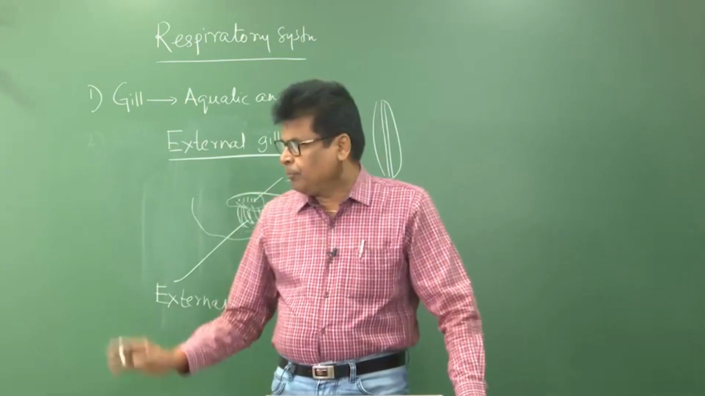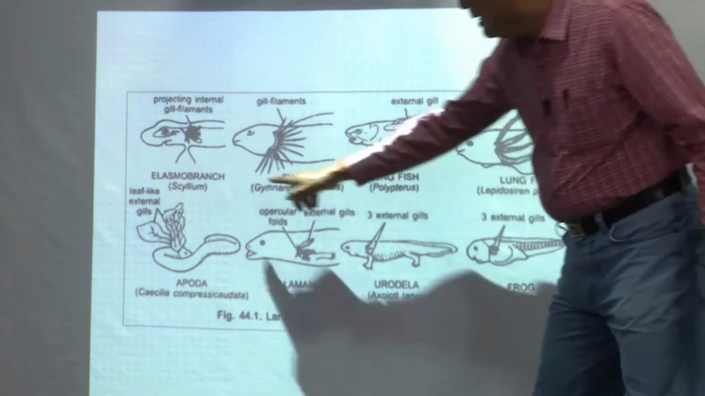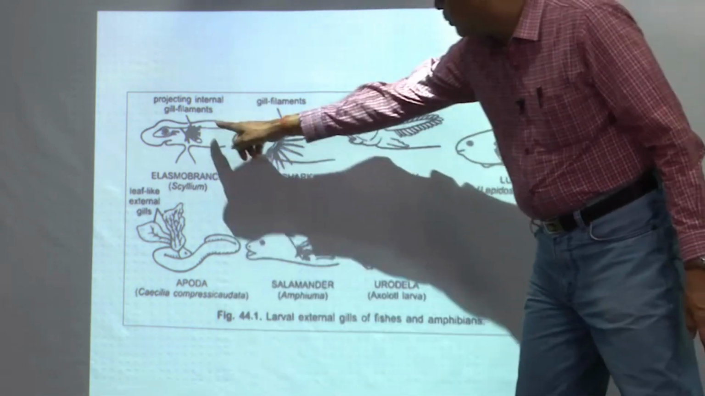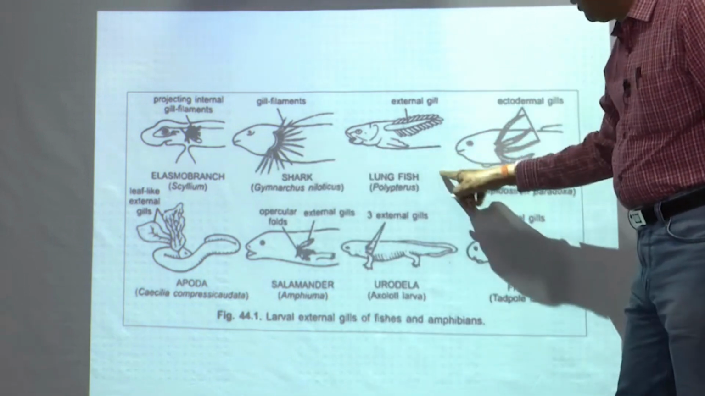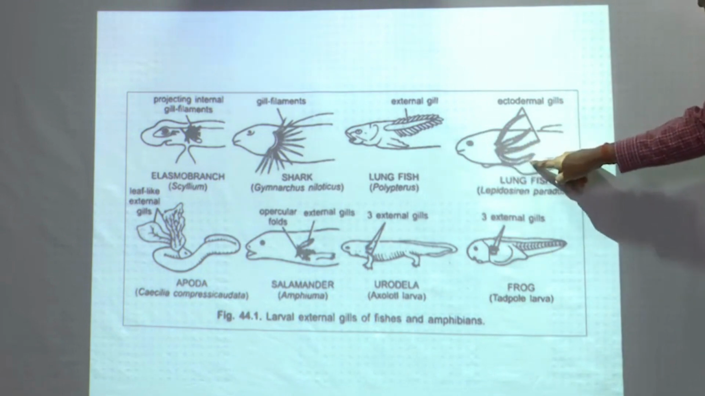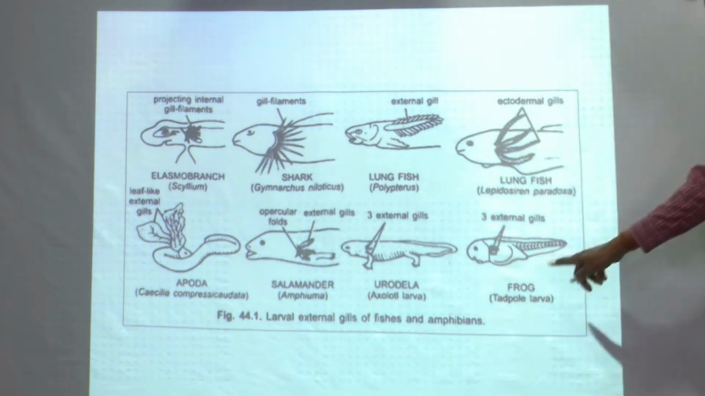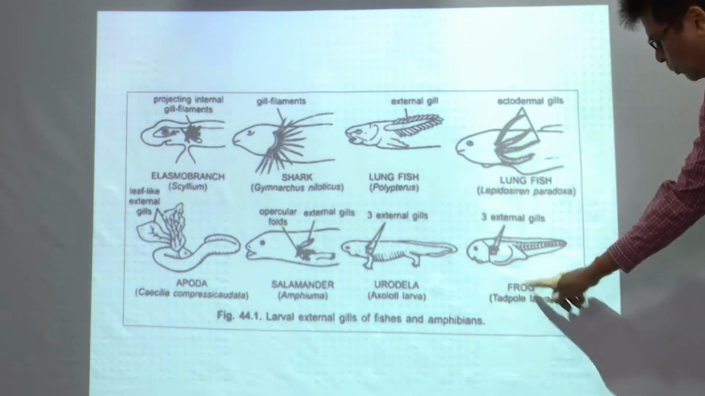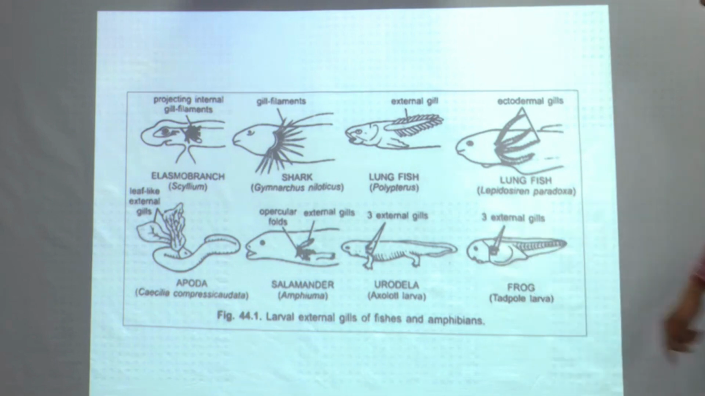So now from this picture you can know the position of the external gill. This is the elasmobranch, with projecting internal gill filaments. This is the shark, and this is the lungfish. So this is the external gill: the lungfish has external gills, 1, 2, 3, 4. In case of the larva of frog, this is the tadpole larva, the tadpole larva also possesses these external gills.